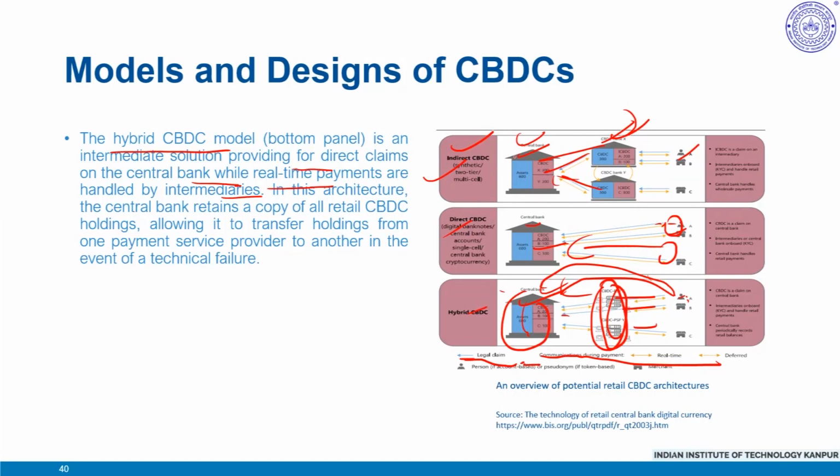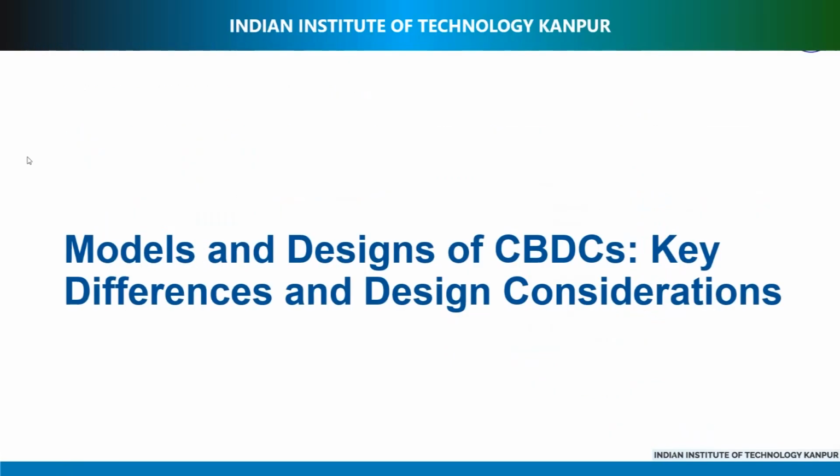Each of these methods have their own advantages and disadvantages. We'll further discuss these advantages and disadvantages in the next video. In this video, we'll briefly conclude our discussion about hybrid, direct and indirect models and designs of CBDCs with their key differences and design considerations.